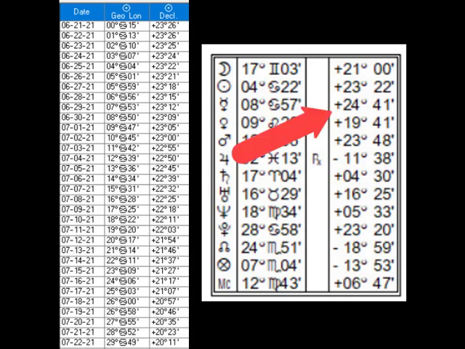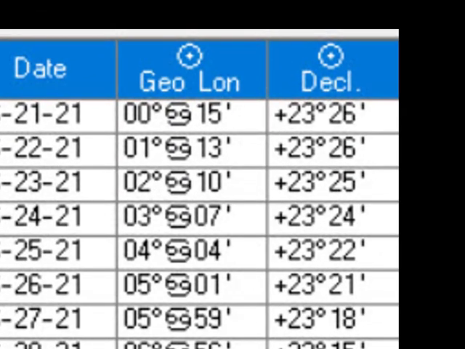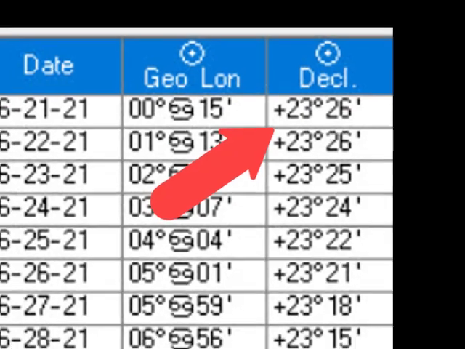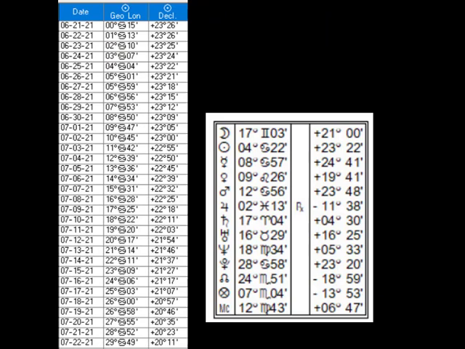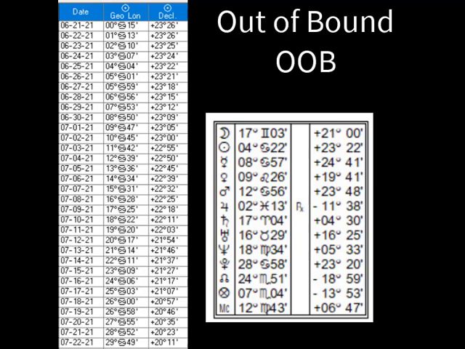Notice that my Mercury's declination is 24 north 41, which lies outside the Sun's maximum declination of 23 degrees and 26 minutes. Planets whose declination is larger than the Sun's maximum are called out of bounds, short OOB, and their placement within the vertical zodiac is a little more complicated, too complicated for me to explain here, but not to worry, there is a way, and I will show you this at the end.